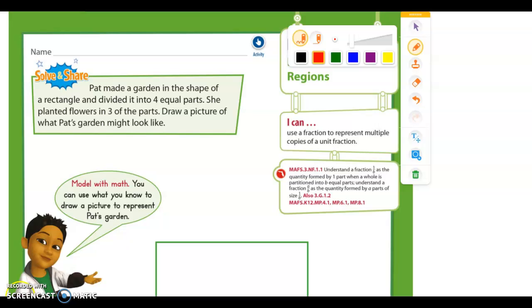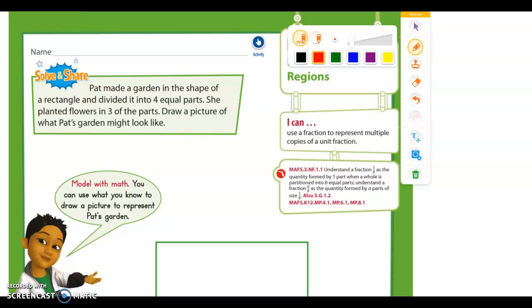All right, mathematicians, here we go. Yesterday, we talked about fractions being a part of a whole. And we talked about how when we divide a shape or an area into fractions, each of the parts has to be equal. We also learned that one of those parts is called a unit fraction.